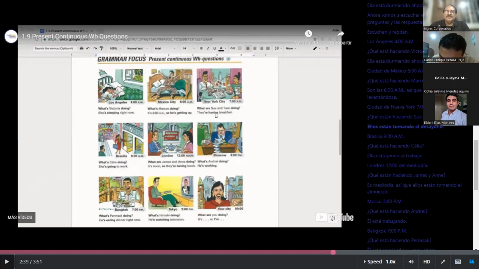Si ven en esta expresión, they're having breakfast, they're having lunch, they are having dinner, okay? Dinner, lunch, and breakfast. Son sustantivos, right? So, para la acción de comer, en estos casos, utilizan having, right? En algunos casos van a ver take, pero lo más común es having. Okay? Having breakfast, having lunch, and having dinner.